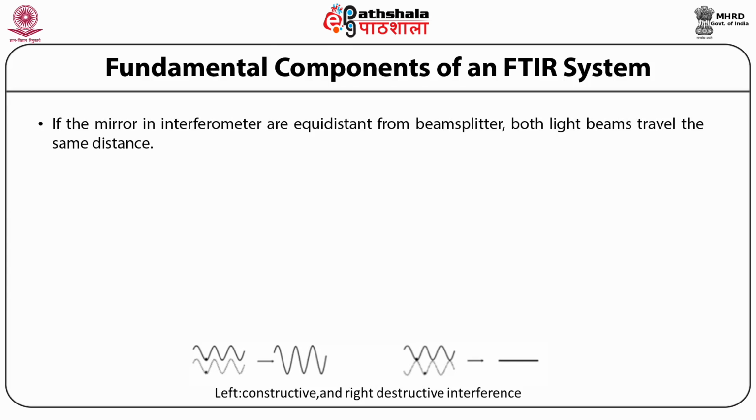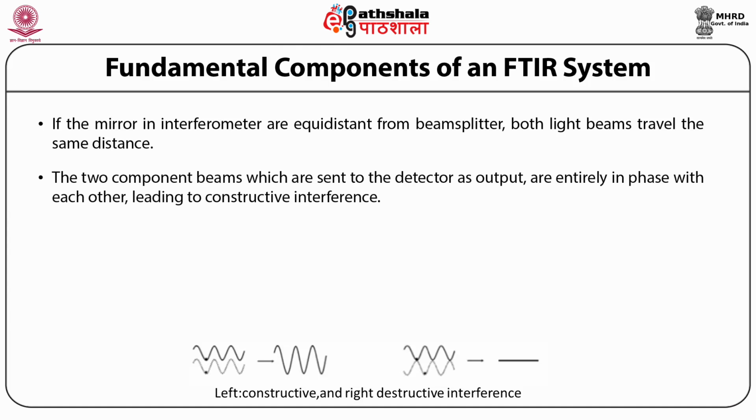If the mirrors in the interferometer are equidistant from the beam splitter, both light beams travel the same distance. When these beams return to the beam splitter, each of them is again split and recombined with half of the light from the other arm of the interferometer. The two component beams which are sent to the detector as output are entirely in phase with each other, leading to constructive interference, whereas the two component beams sent to the source are completely out of phase to each other, resulting in destructive interference. Thus, the entire incident light reaches the detector and none reaches the source.